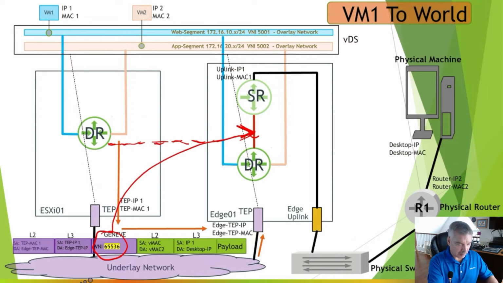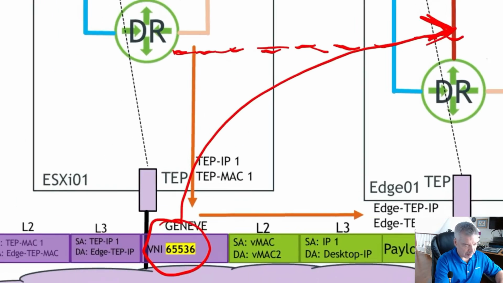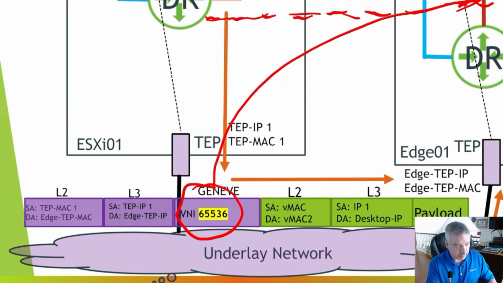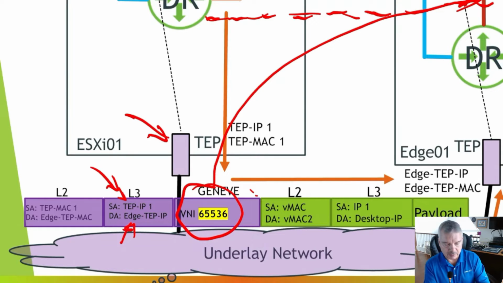Then you see, if I zoom in a bit, oops, that's not letting me zoom in. Let's try this out. There we go. This is all the Geneve header in purple. So you'll see the layer 3 stuff. The source IP is the TEP 1 IP, which is this TEP here. And the destination is the TEP's IP on the edge way over here.